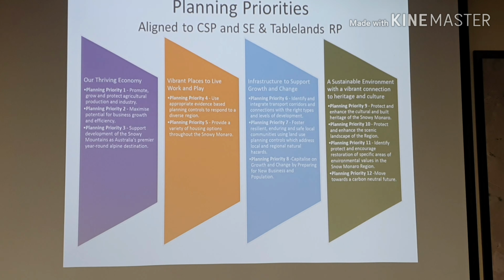So in terms of the planning priorities, we've come up with 4 key themes: a thriving economy; vibrant places to live, work and play, so that's the social aspects; infrastructure to support growth and change; and a sustainable environment with a vibrant connection to heritage and culture. So that's your natural environment and your built heritage aspects in that. These themes also align with the community strategic plan and the themes in the South East and Tablelands regional plan.